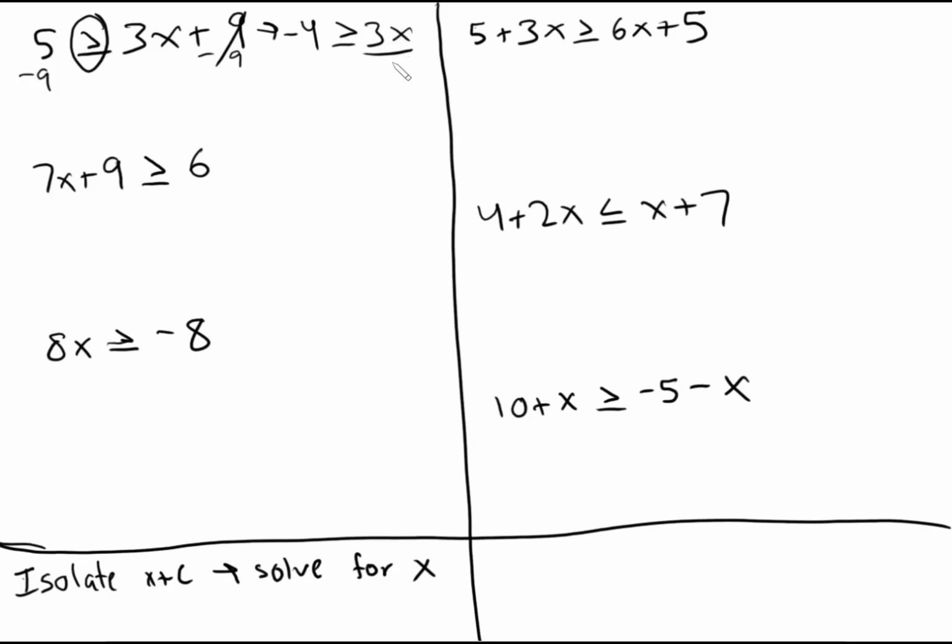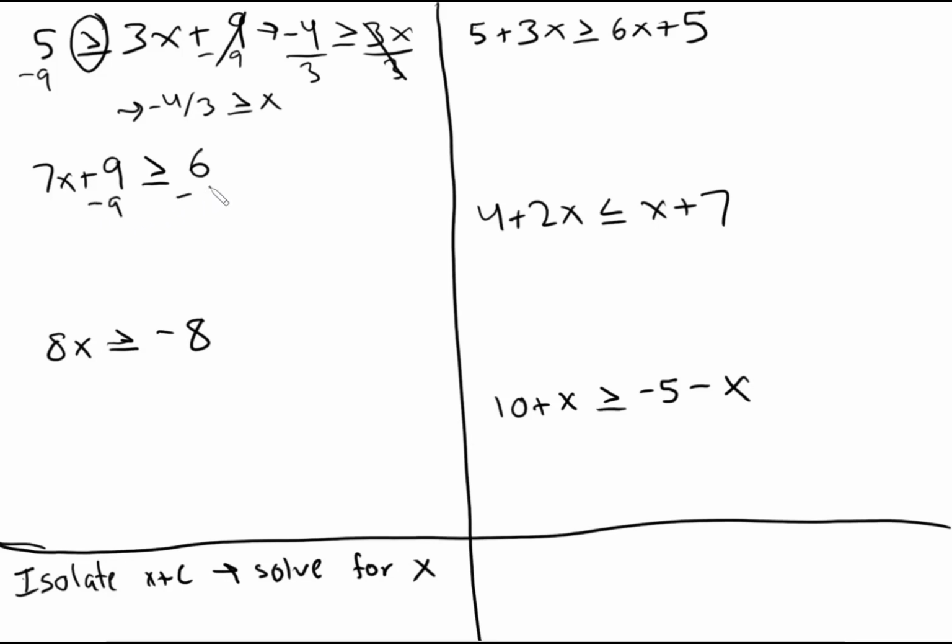Now you divide both sides by 3 to get rid of that coefficient, and you get negative 4 over 3 is greater than or equal to x. If this was an equal sign, you'd have negative 4/3 is equal to x, but it's just a greater than or equal to, so you keep that sign there. That's all that's changed.